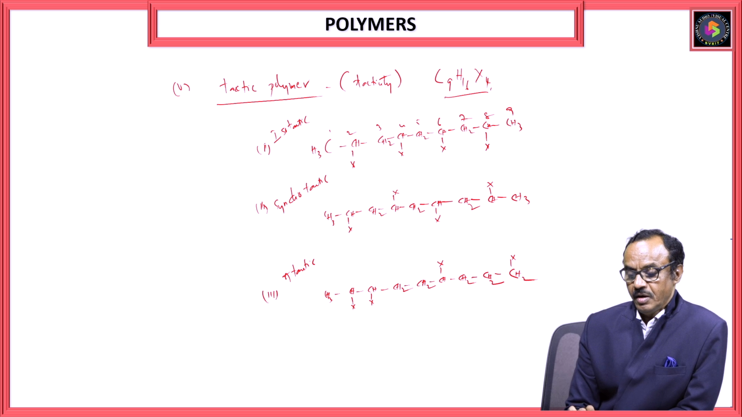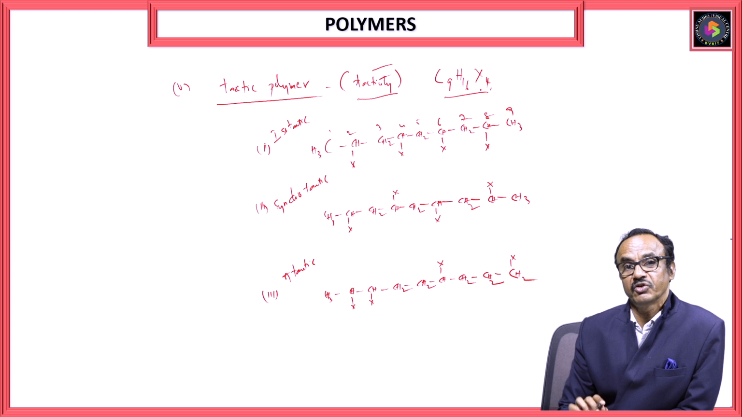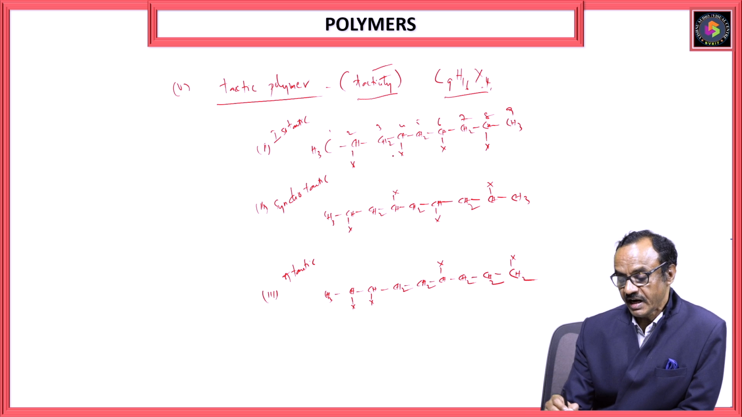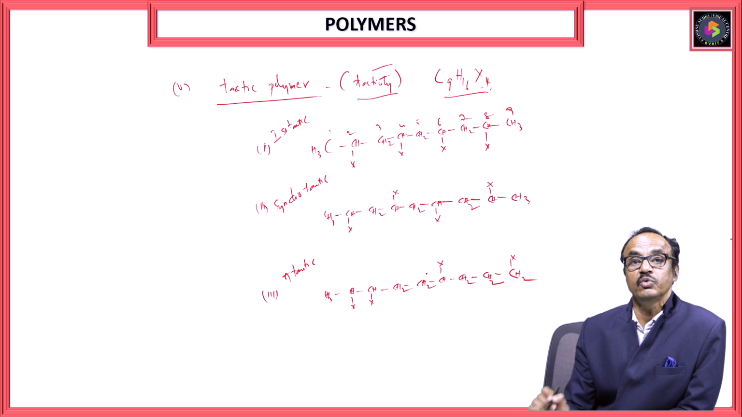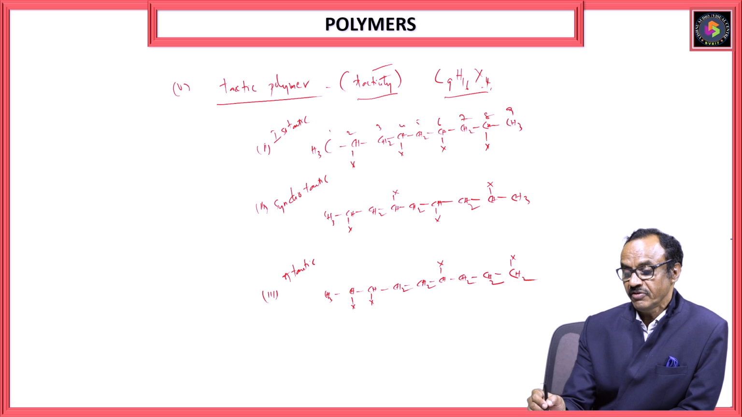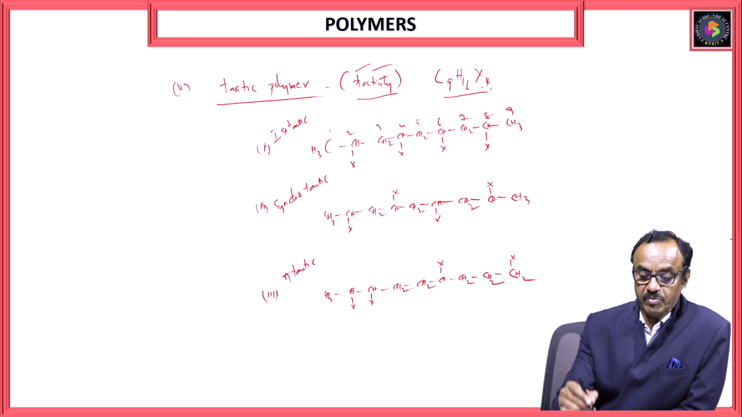Isotactic polymer. Tacticity. What is tacticity? Let me define. All three have the same molecular formula, same molecular weight, same functional groups attached to the main chain, but exhibit different physical and chemical properties due to the difference in the arrangement of functional groups attached with respect to the main chain. This specific characteristic, because of the difference in the arrangement of X atoms attached to the main chain, is known as tacticity. The polymers which exhibit this tacticity are known as tactic polymers.